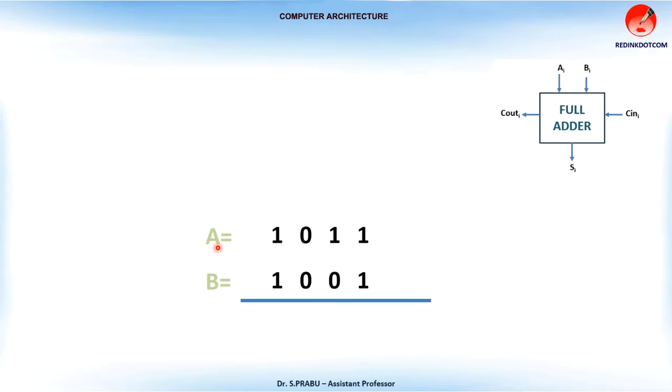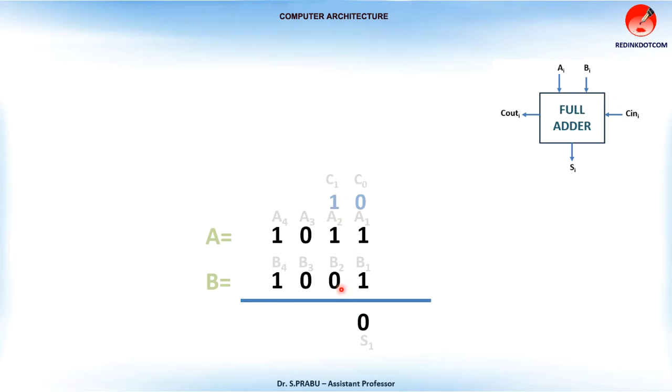So the first number A having 4 bits can be represented as A1, A2, A3, A4. In the same way, individual bits of B value can be written B1, B2, B3 and B4. That can be generally written as Ai and Bi. Initially, the carry is 0. If you add these three numbers, you can get the sum value 0 and carry is 1. So these three inputs can be added here. The sum 0 can be generated and carry 1 can be generated.